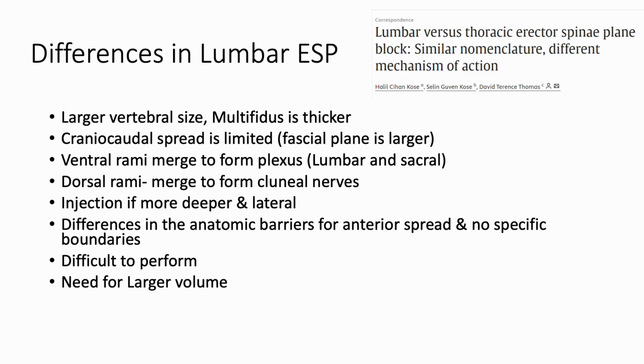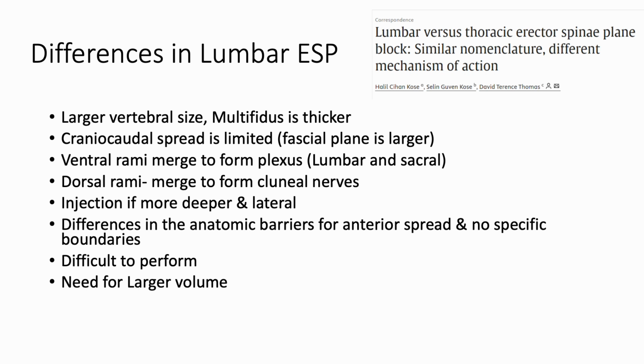The key differences why the lumbar ESP could be different compared to the thoracic ESP could all be explained by anatomical factors. Because of the large vertebral size, the multifidus is thicker, and hence a craniocaudal spread in the fascial plane is limited as the fascial plane is larger.